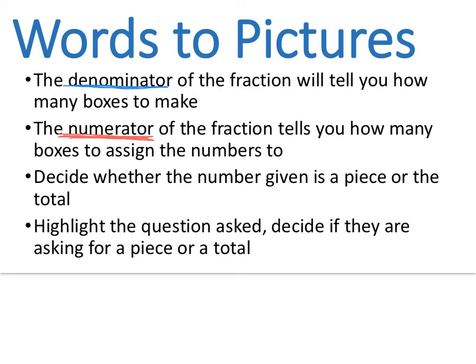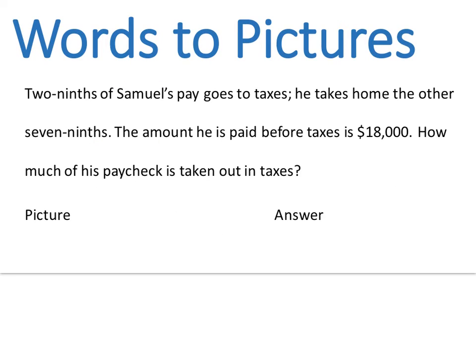So they're always going to give you some sort of information. They're either going to give you everything all together or just a piece of the information. So that's what you need to figure out. And the last and most important piece is always highlight the question asked at the end. There's lots of different things you can find, but you have to make sure you're finding exactly what they're asking for. So the words to pictures, I am going to mark what I know and then draw my picture.